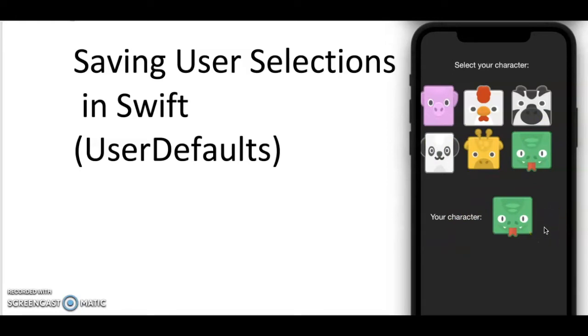running the app, but if you get a phone call, swipe the app off the screen and have to restart, it's still going to remember what animal you selected last. So we're going to show how to do that in Swift using user defaults.